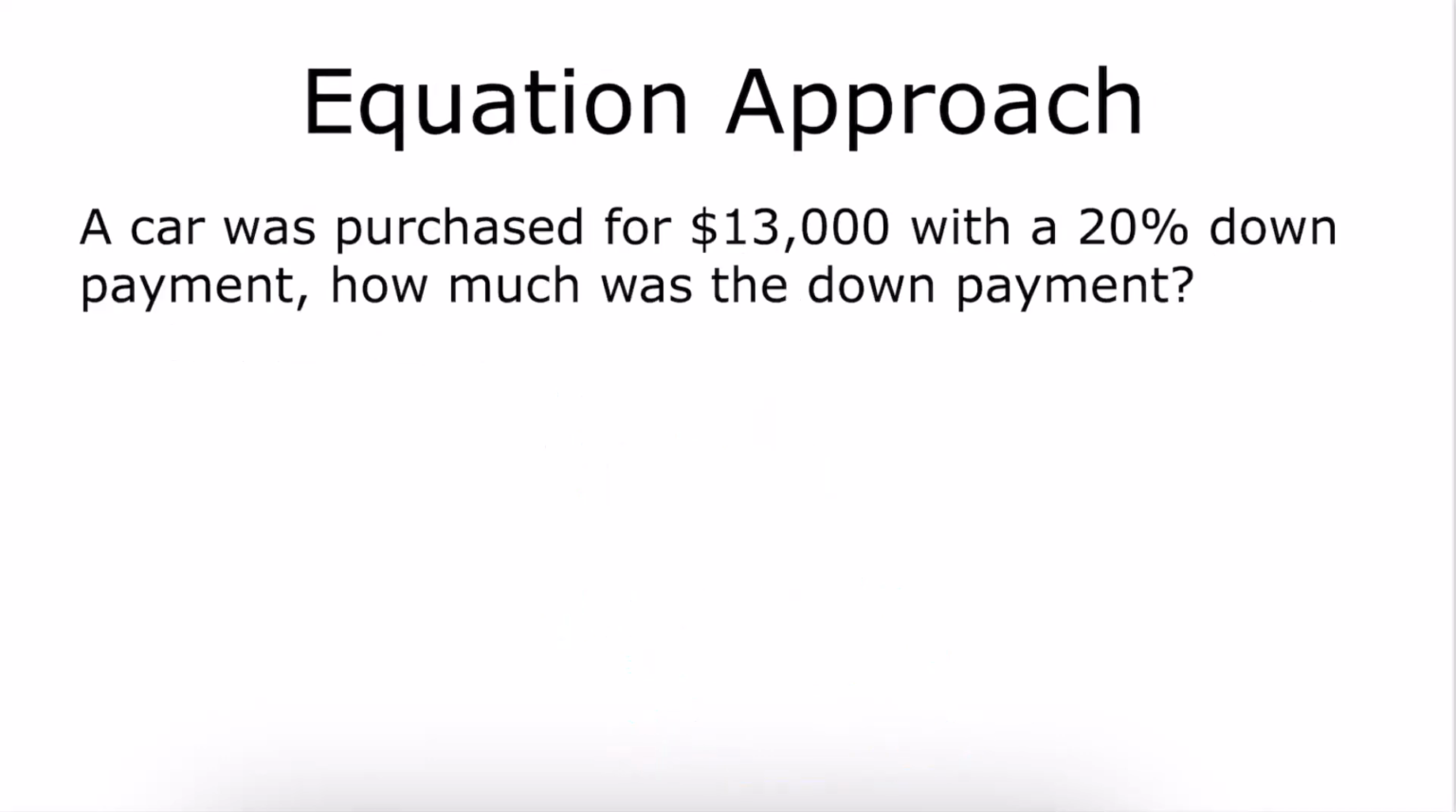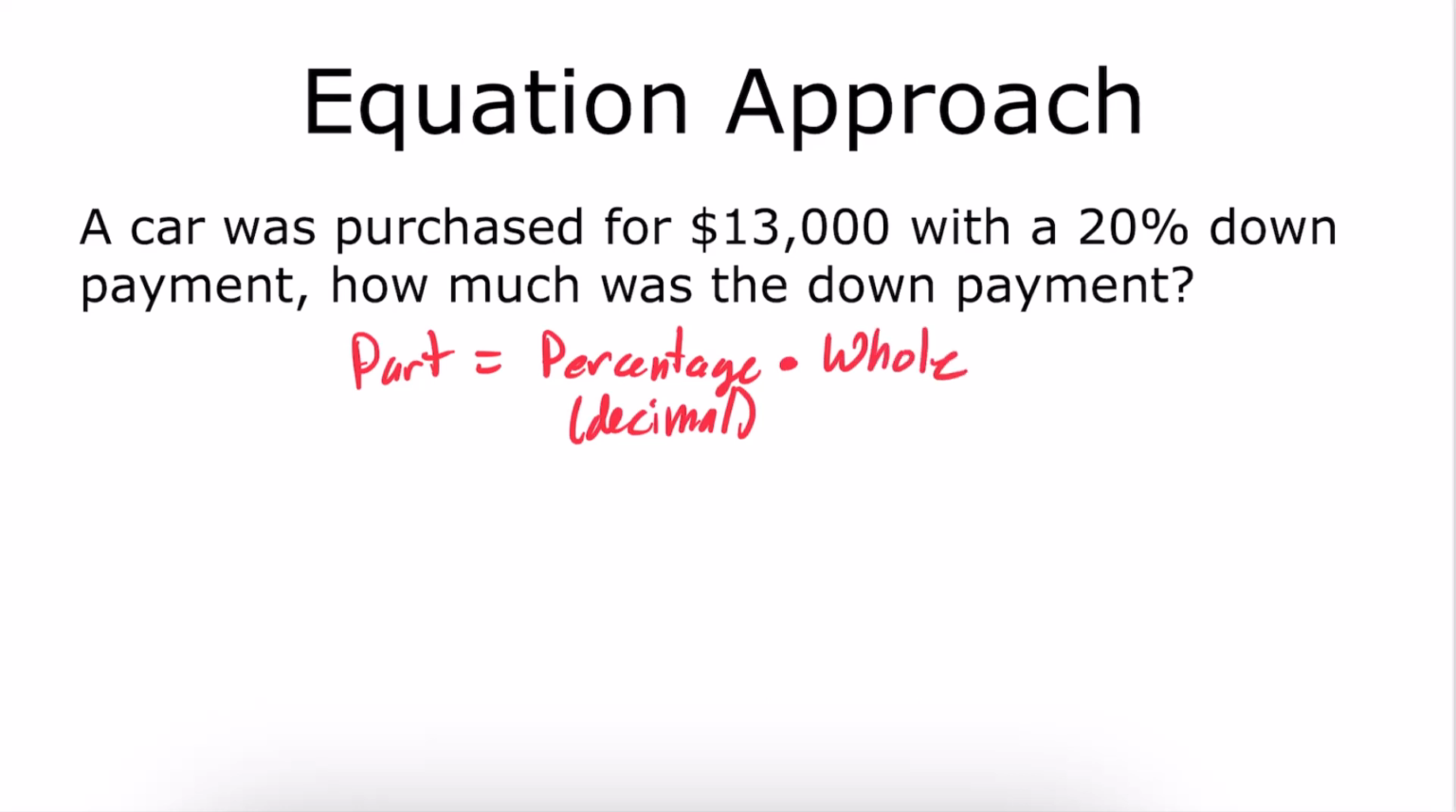The last approach that you can use to solve percentage problems is the equation approach. So the general structure of the equation approach is to have the part equal whatever your percentage is written as a decimal. So you want to write it as a decimal because that makes it so you can multiply it. And you're going to take that percentage and multiply by the whole amount.